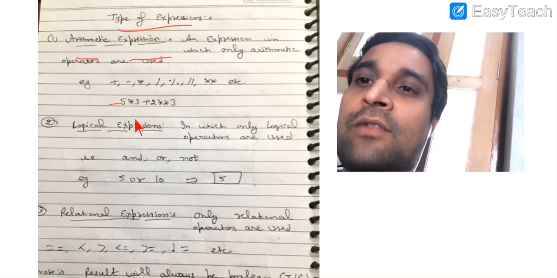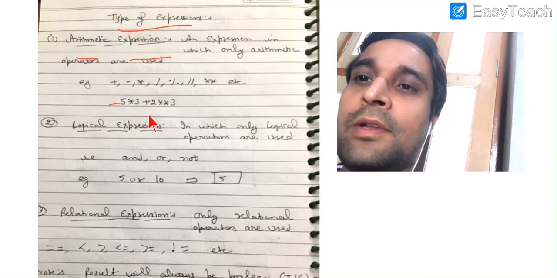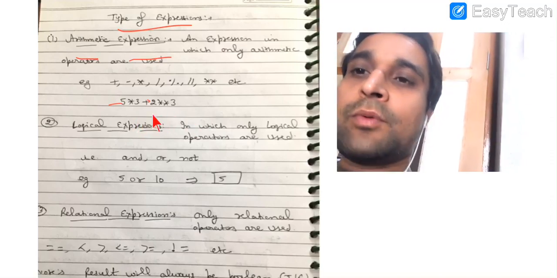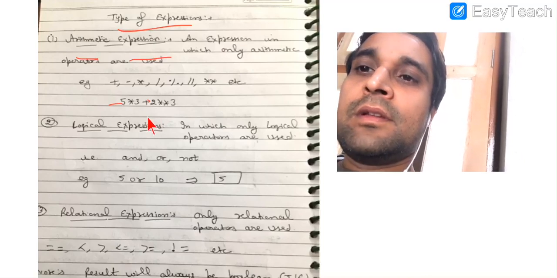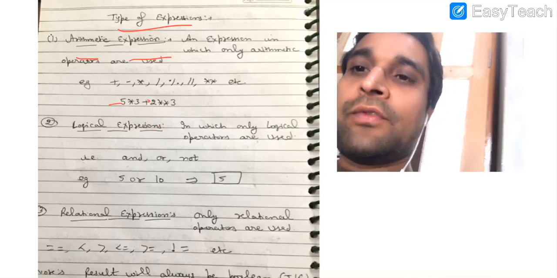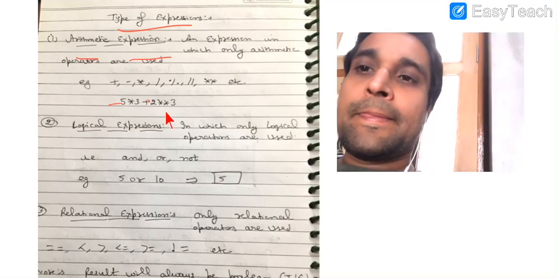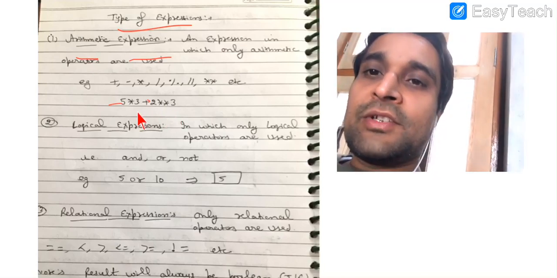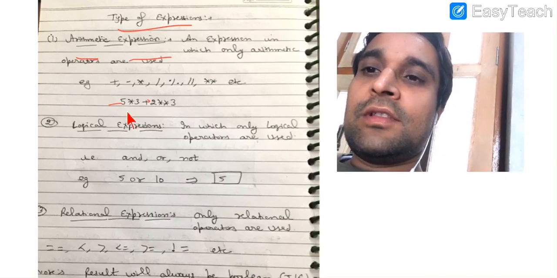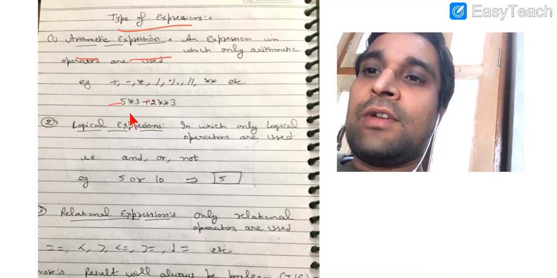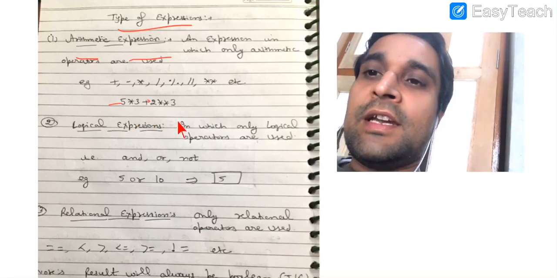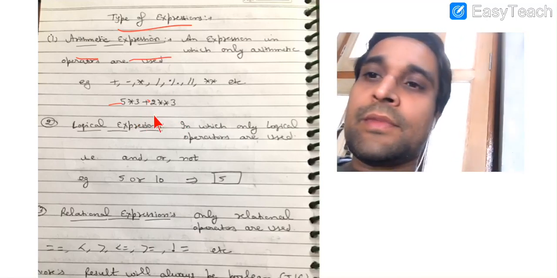In our example, we have written 5 multiply 3 plus 2 exponent 3. Exponent has more precedence than addition and multiplication, so it will be evaluated first. 2 raised to power 3 is 8. Now, multiplication has more precedence than addition, so it will be evaluated next. 5 into 3 is 15. 15 plus 8, we will get the result as 23.